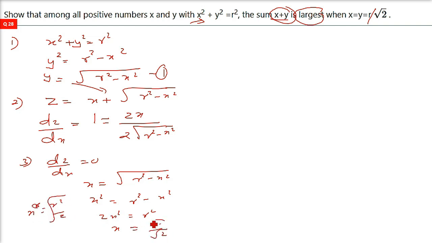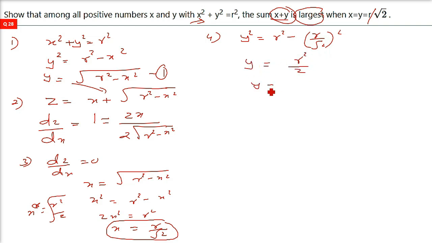Now you see in the question it is asked that x and y should be equal to r by root 2, and we got it. But you have just got x, and for the sake of completion we are going to find out y also. Now in equation 1 you can place y equals under root r square minus r by √2 whole square. I am replacing x by r by root 2. So this y again will be r by √2. So both the values of x and y gave us r divided by root 2.